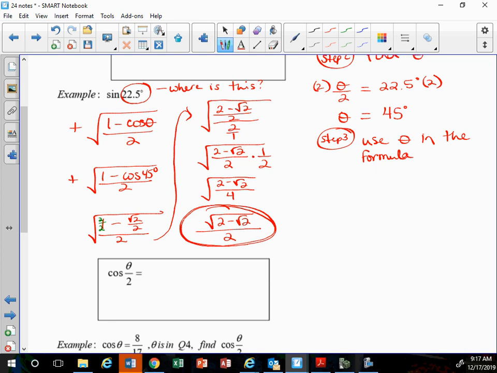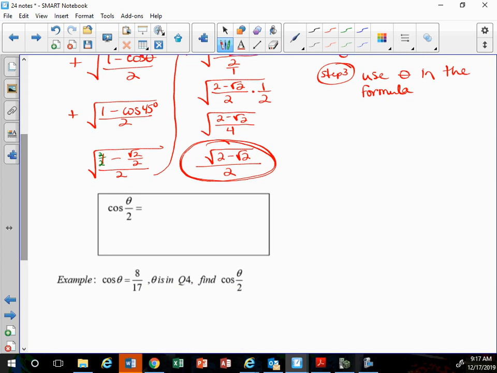So that was using the sine formula. Now we get to use cosine of a half angle. Let's write our next formula. Very similar. Plus or minus big square root 1 plus cosine theta all over 2.